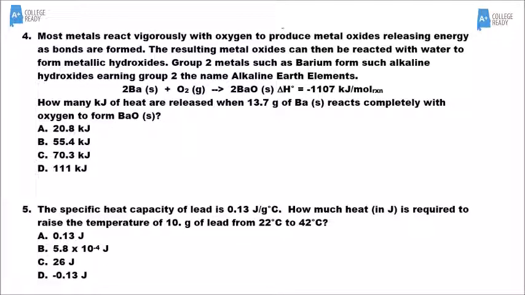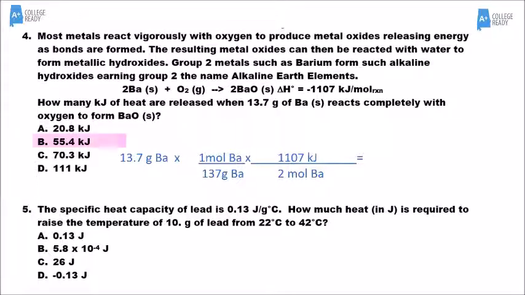Number 4 is another stoichiometry problem. The setup is going from grams to moles and then using the information. This is something that students should be able to do without a calculator because, again, they're giving you basically 1/10 of a mole of barium.